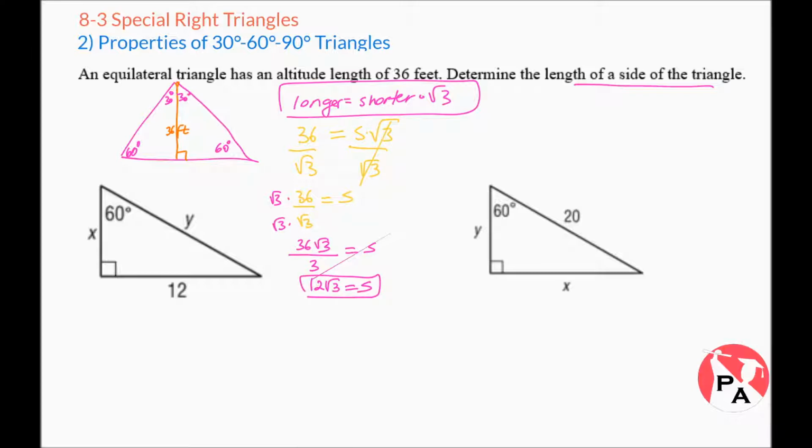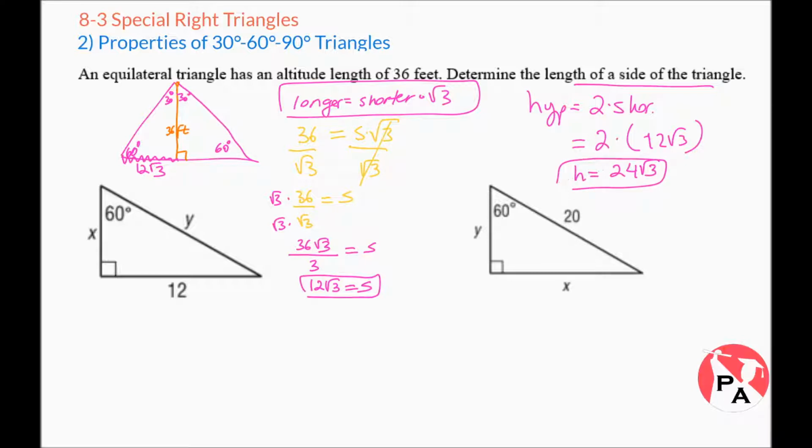So now I know that this side here is 12 radical 3. What do I know about the hypotenuse? Hypotenuse is equal to 2 times shorter leg. So plug in the length of the shorter leg, 12 radical 3, and times it by 2. So 2 times 12 is 24. You're going to times it by radical 3 for the length of the hypotenuse.